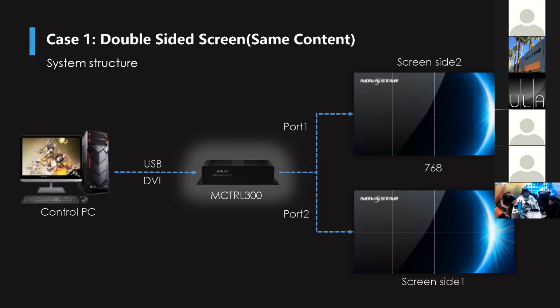So this is the system structure. Because the resolution of the screen is not very big, the M-Control 300 is enough for these two sides, with each output port for one side of the screen. The control PC provides DVI as the video source to the M-Control 300, and the USB cable is used to configure the screen.